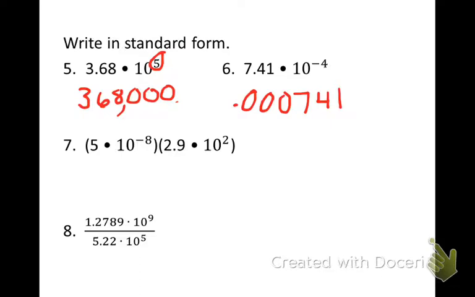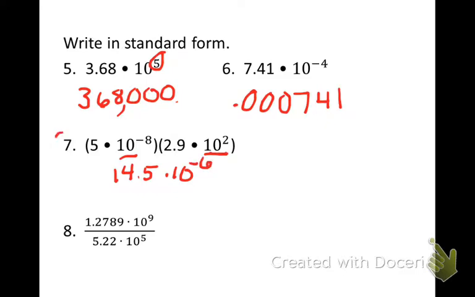Now to do this, we're going to use the idea of multiplying powers of the same base. So we're going to multiply the numbers as usual. You can use your calculator for that if you need to. You get 14.5 times 10 to the, and we have a negative 8 on the exponent on this base, and here we have a 2, so we add those, we get negative 6.